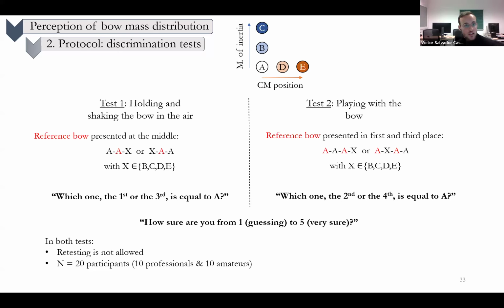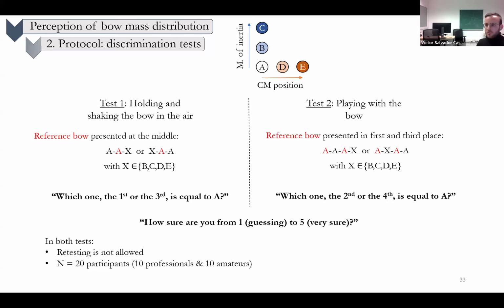And on the other side, the second discrimination test that we did required playing with the bow. For this specific test, after some tests with two musicians before inviting all the musicians, we decided that this design was better adapted for this task, because it presents the reference bow twice, always before an anonymous bow. And we asked them to solve this question also: which one, the second or the fourth, is equal to A?